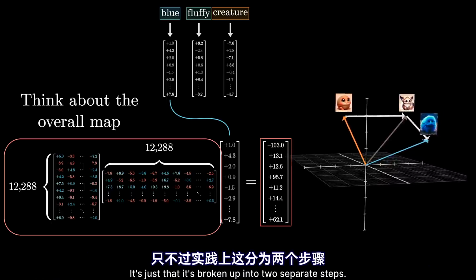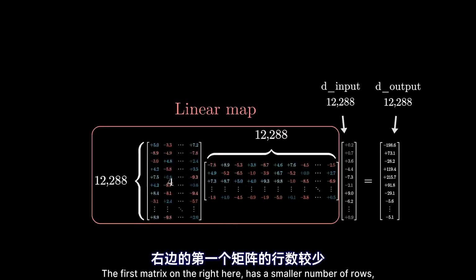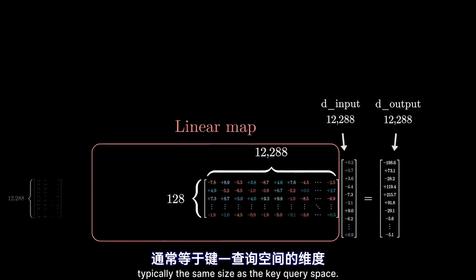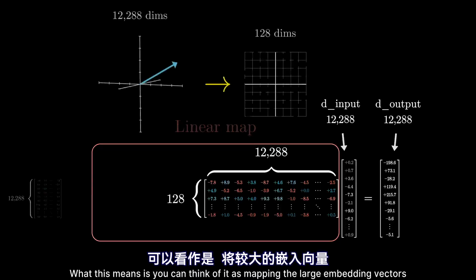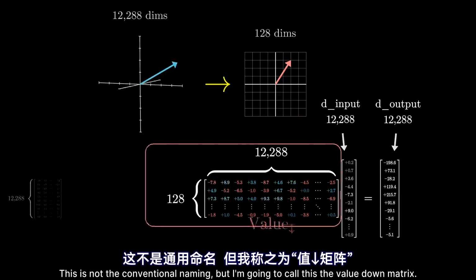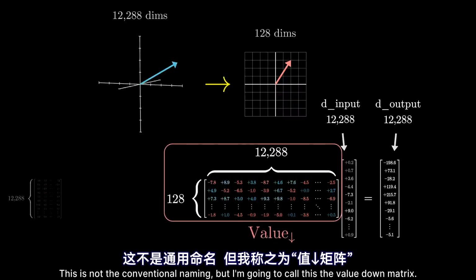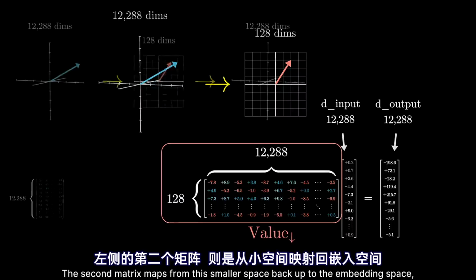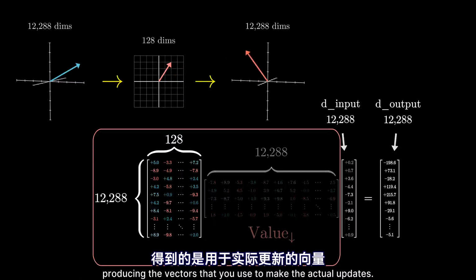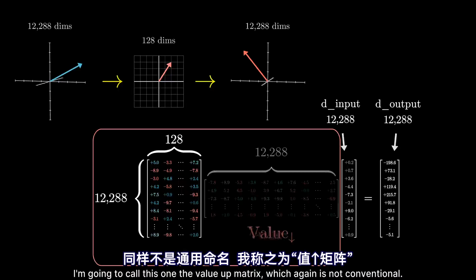It's just that it's broken up into 2 separate steps. The first matrix on the right here has a smaller number of rows, typically the same size as the key query space. What this means is you can think of it as mapping the large embedding vectors down to a much smaller space. This is not the conventional naming, but I'm going to call this the value down matrix. The second matrix maps from this smaller space back up to the embedding space, producing the vectors that you use to make the actual updates. I'm going to call this one the value up matrix, which again is not conventional.